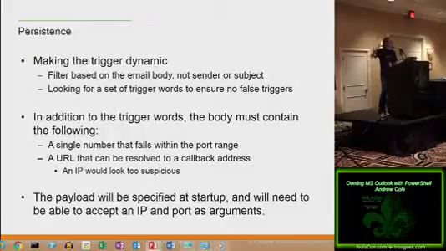So what it does is it scans through the entire email and finds any number that is in the accepted port range. If it's between 1 and 65,535, it's going to say, okay, that's my port.